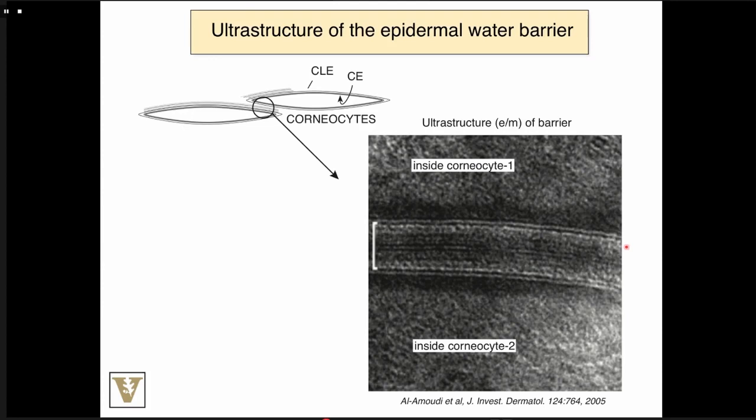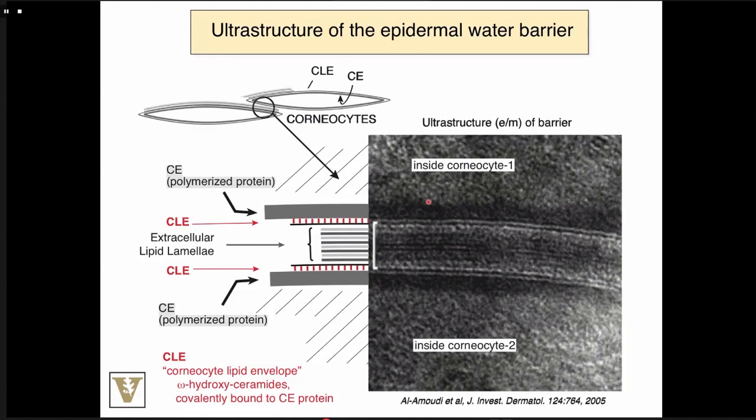And then in between the cells, there are these multilaminar layers of lipids and amino acids forming a structure that actually looks like a plasma membrane, except it's many, many layers thick, and it's got cholesterol and these ceramides in there. And this is in between the cells.